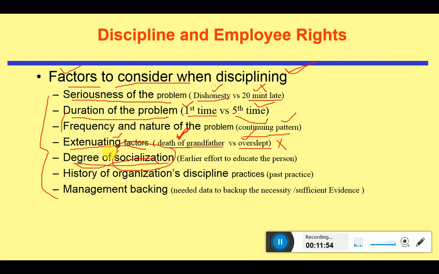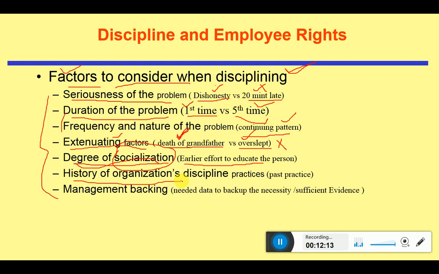If they follow the standards well and good, if they do not follow, then they come under disciplinary issues and then you will be compensated. So that is known as a degree of socialization. In this, the concept we are drawing out is the earlier effort to educate the person.